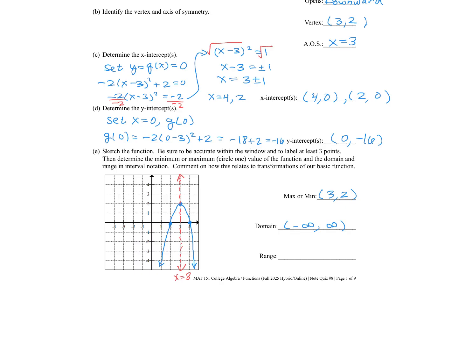Now the range, however, is not the same because the graph goes down forever. So it's going to start at negative infinity, but it's going to stop at y equals 2 because that's the highest point on the graph. Because we can actually get a value of 2, we use a square bracket to cap off that interval there. So that right there is the first problem, graphing a quadratic function. We'll now move on to our next problem.